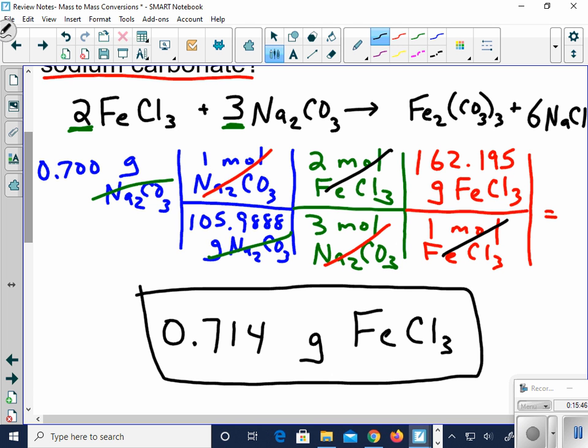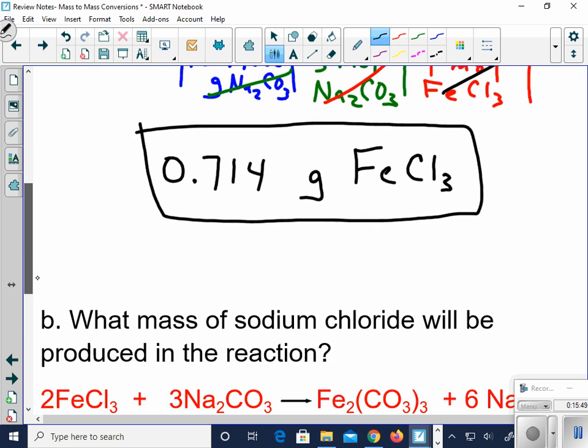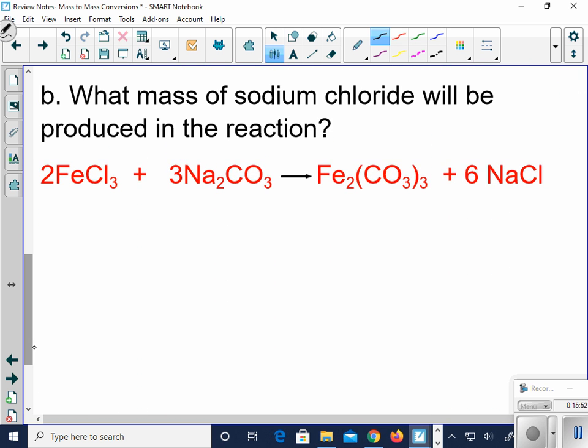Now, here is my second part of this particular one. It says, what mass of sodium chloride will be produced in the reaction? Now, I've copied the balanced equation again there, so I didn't have to go back up there. I always use the value that was given to me. Okay? So could I use the 0.714 grams of iron-3 chloride? Yeah. Okay? I'm not going to use that, though. I'm going to use what was given to me.